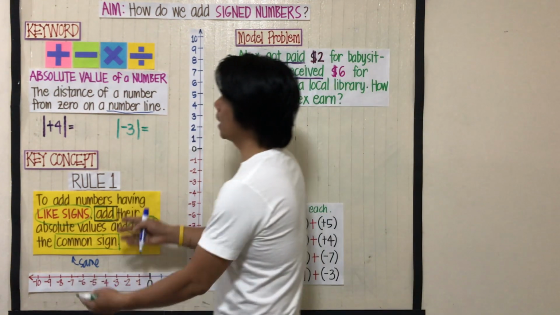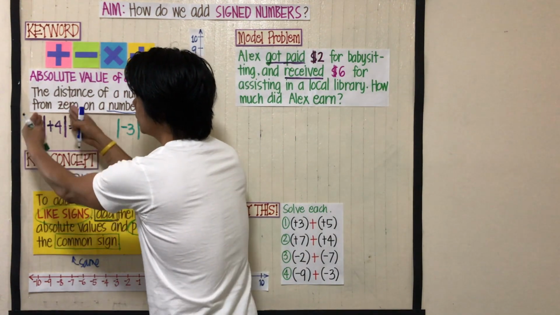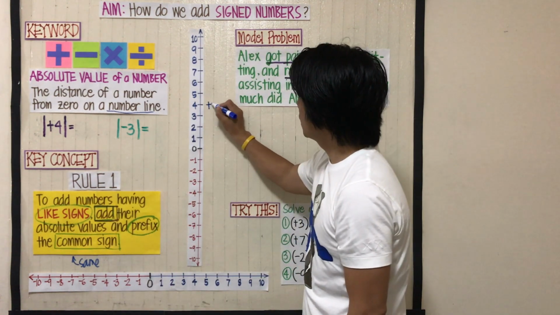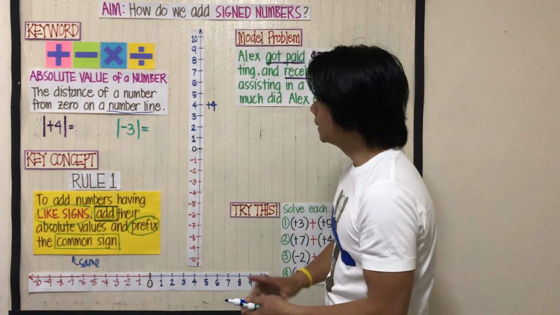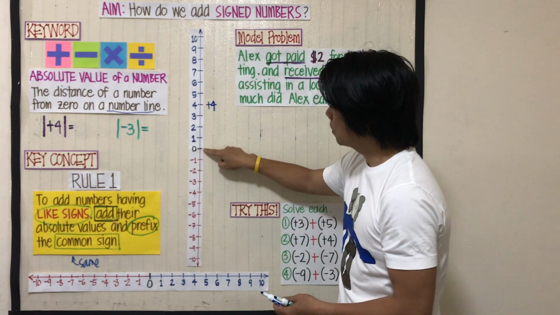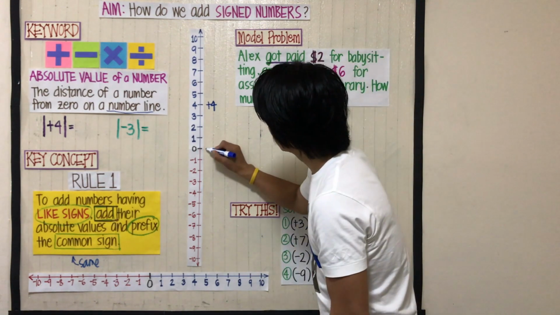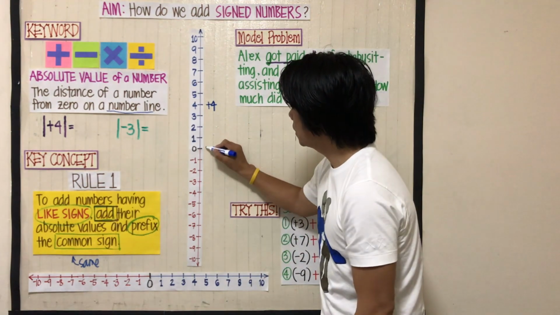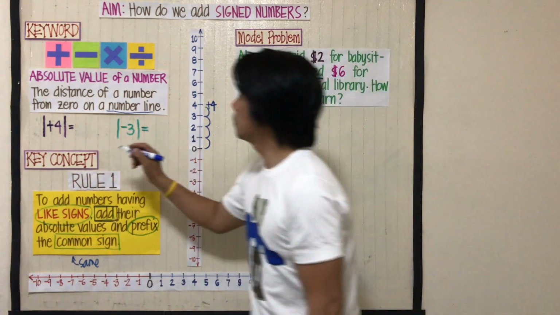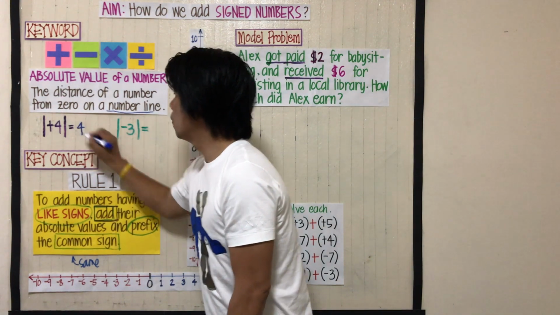Now, when we say absolute, this is the symbol for absolute. The absolute value of positive 4 is right here. And so the absolute value of that number from 0, the 0 is your neutral number, your origin. So that's where you start counting always. So it's 1, 2, 3, 4. So from 0, the absolute value of positive 4 is 4.